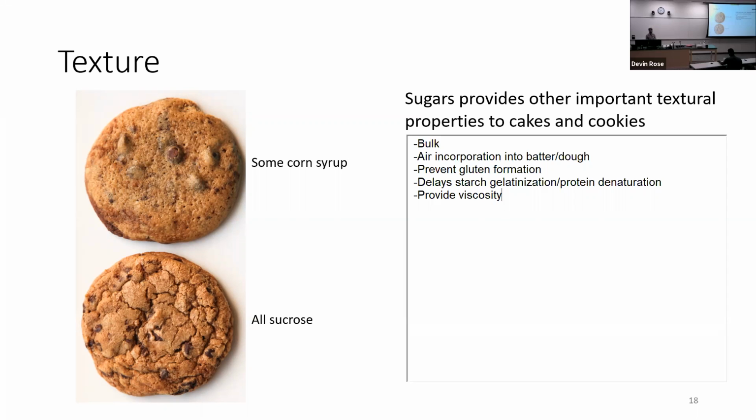And in these products like cakes and cookies, a lot of times the batter has so much sugar in it, a lot of it's not even dissolved yet. But once it gets in the oven and starts heating up, it will dissolve and create that viscosity that you need to keep the gas there in the batter or the dough.